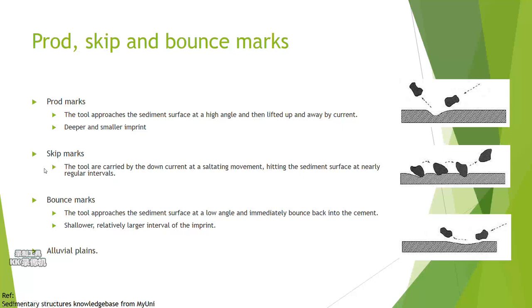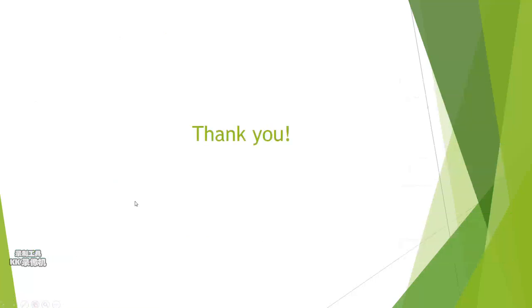For skip marks, the tool is carried by the current in an alternating movement, hitting the sediment surface at nearly regular intervals. Bounce marks: the tool approaches the sediment surface at a low angle and intermittently bounces back into the sediment, and therefore it might have a shallower but relatively larger interval of the imprint. So I would say it is an alluvial plains depositional environment. Thank you.